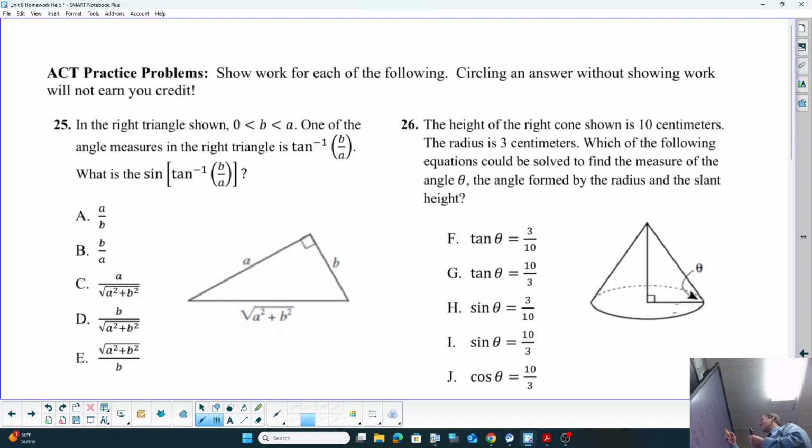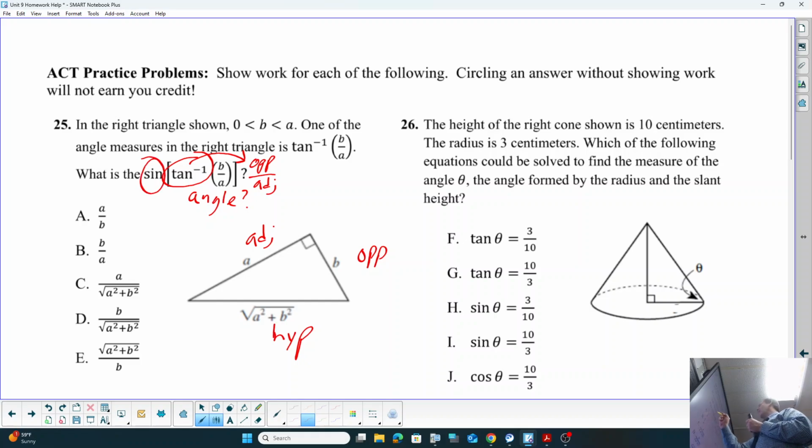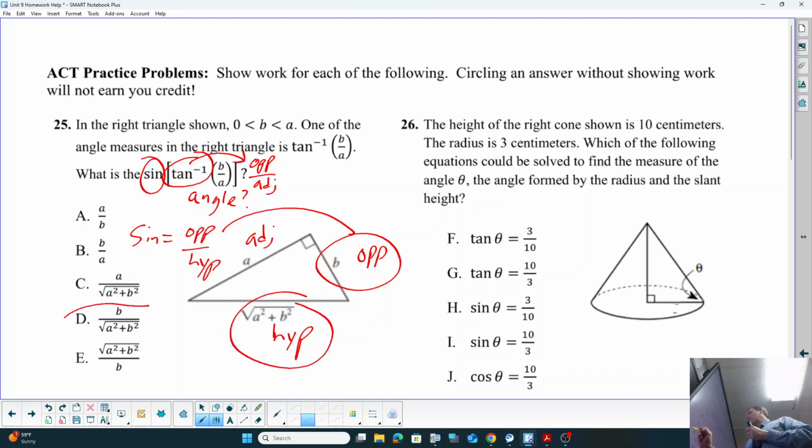Okay, so this is tangent first. So that's finding a missing angle, because tangent inverse means missing angle. So B is going to be opposite over adjacent because it's tangent. So B must be opposite and A must be adjacent. That means this is the hypotenuse. And so they're just asking for sine now. So what is sine? Sine is equal to opposite over hypotenuse. And so that's going to be B over the square root of A squared plus B squared. Not bad, not bad.